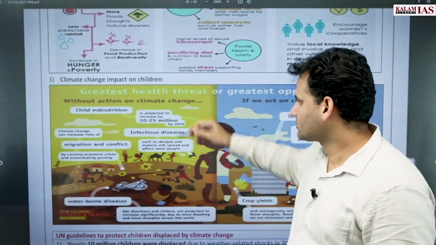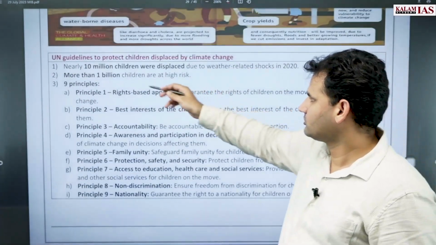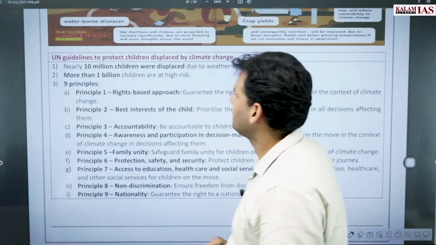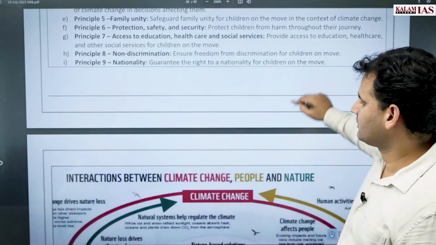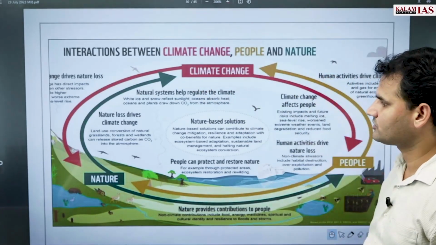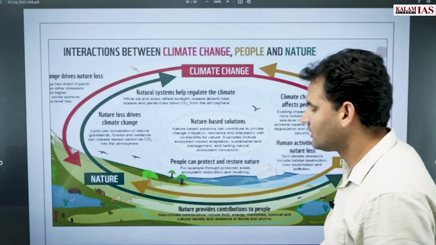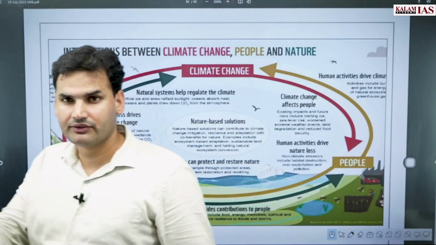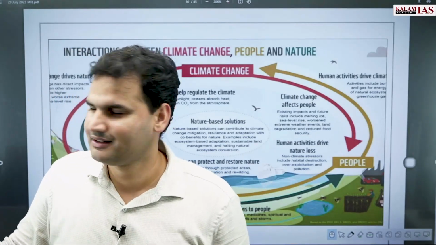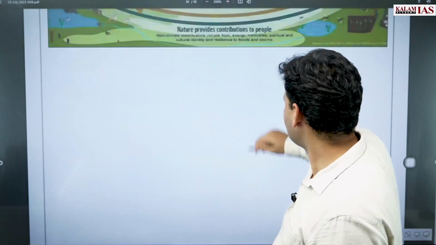Climate change ka impact on the children, and you remember certain data. And UN has also issued certain guidelines to protect children. So these are 9 principles for that. Interactions between climate change, people and nature. Climate change, nature and people. In fact, you can also utilize what? Lifestyle for environment, Indian initiative again, nature-based solutions.